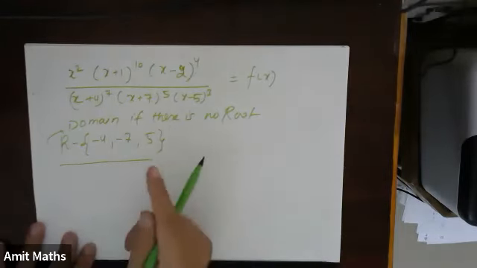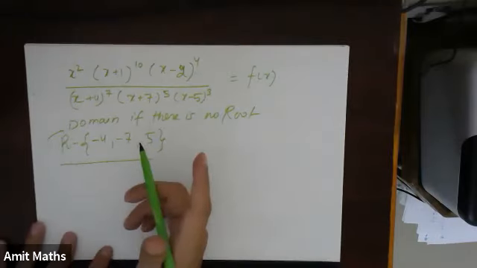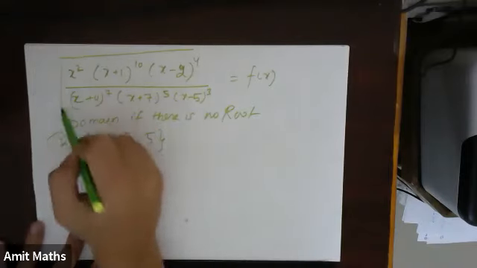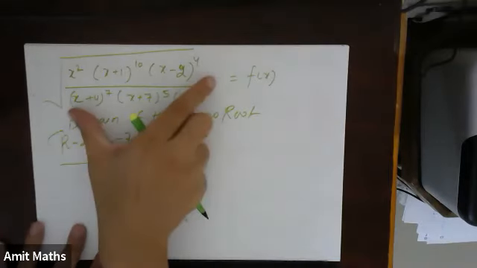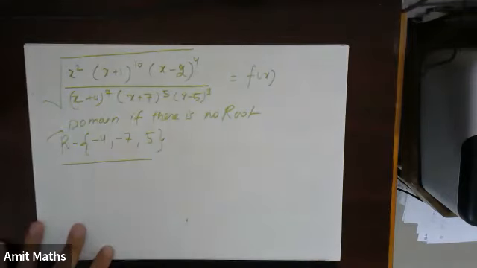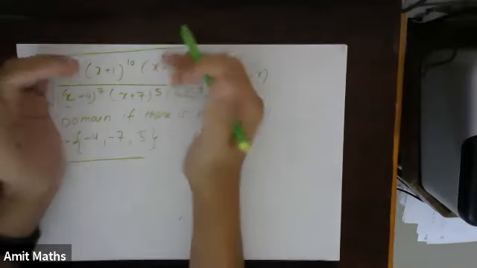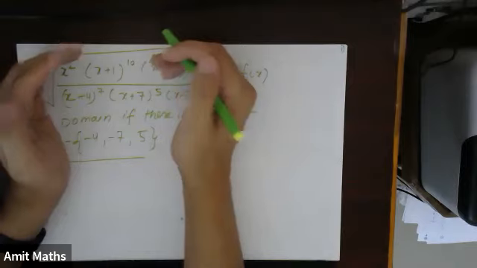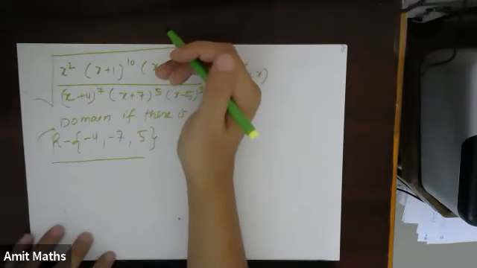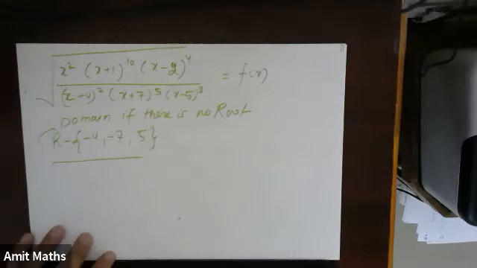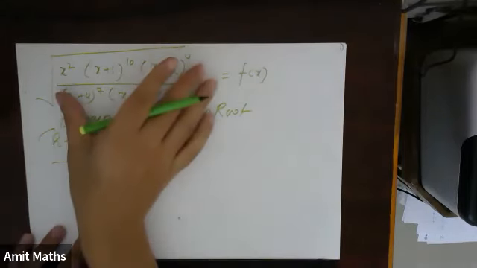And why does this change the answer? Because as soon as I put this thing under a root, inside a root, I cannot take negative values. I cannot take overall negative values of this. Understood? That means I now have to check where this function is negative.